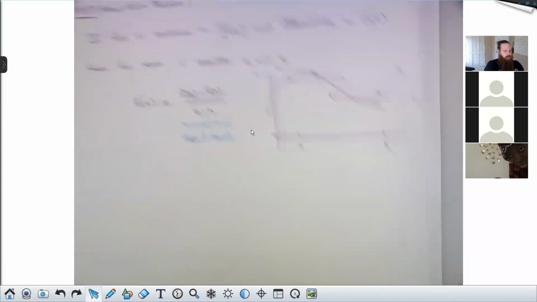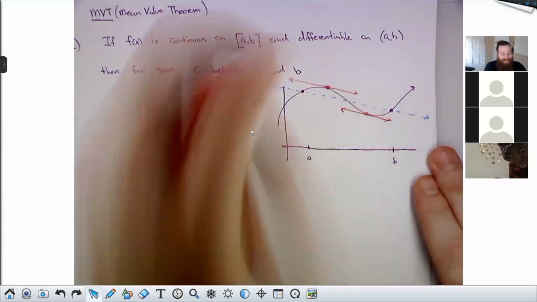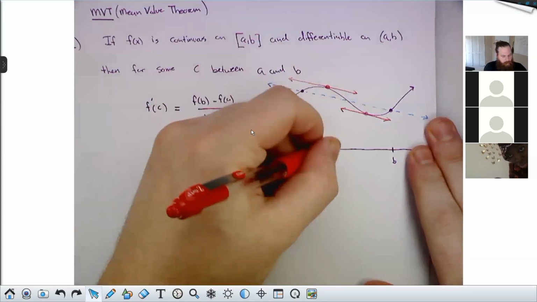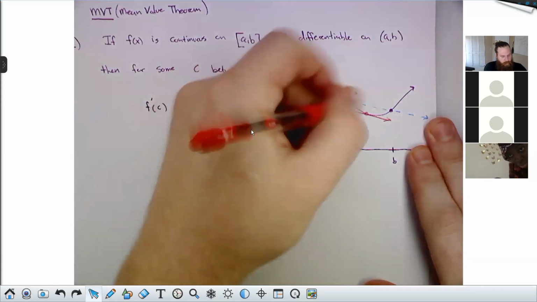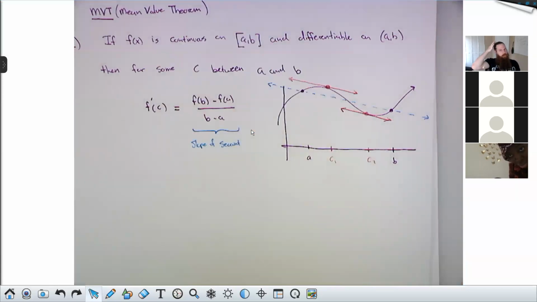So what this says is, you give me a secant line, I can find you at least one place where the tangent is parallel to that secant. So this first one I'll call c1, and this other one I'll call c2. What you see is that the red tangent lines are parallel to the blue secant line. And no matter how you connect this point to this point, there will be at least one such place.